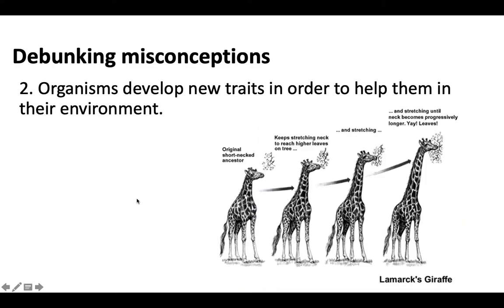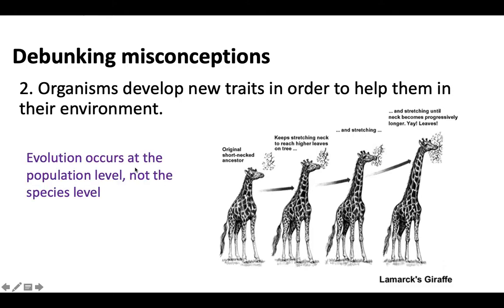Second misconception I often hear is that organisms willingly develop new traits. They choose to get new adaptations in order to help them out. First of all, it's not an active choice. Second of all, it's not something that happens over the span of an individual's lifetime. That's what Lamarck thought. He was sort of a contemporary of Charles Darwin who had his own theories about evolution, but he was wrong, right? A giraffe can't will its neck to grow longer, right? Evolution doesn't happen within a lifetime. It happens at the level of a population, not at the level of an individual.